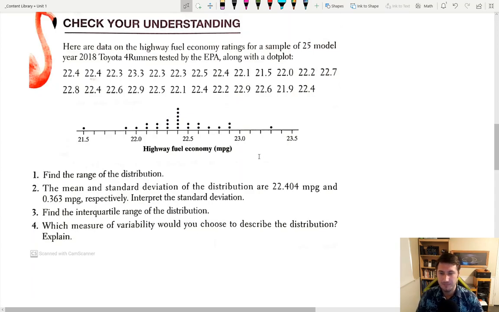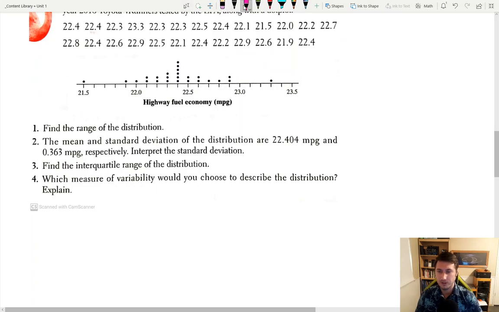Now let's talk about the spread. Find the range of the distribution. All right, so the range is the min minus the max. Sorry, the max minus the min. There we go. So our maximum is right here, so that's 23.3, minus the min, which is 21.5.